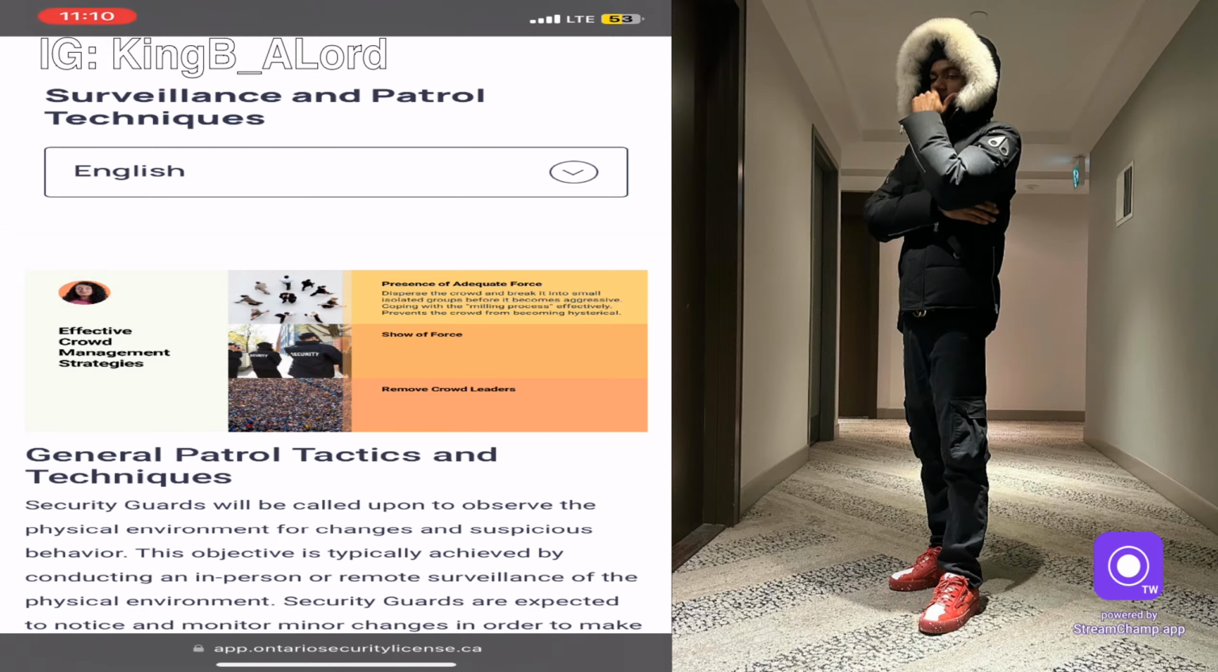Show of force. Demonstrate a strong presence without necessarily using force. Adequate number of well-disciplined and well-trained individuals creates an impression of preparedness to handle the situation.